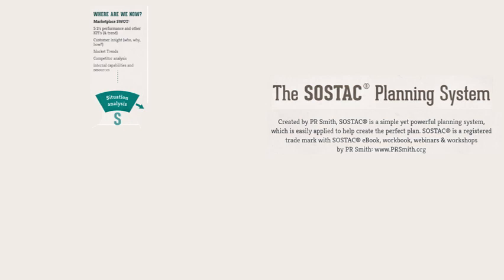It says here internal capabilities and resources. So one of the things you might consider is things like a budget, or what sort of technical capabilities an organization has, or what stories it would be able to tell.